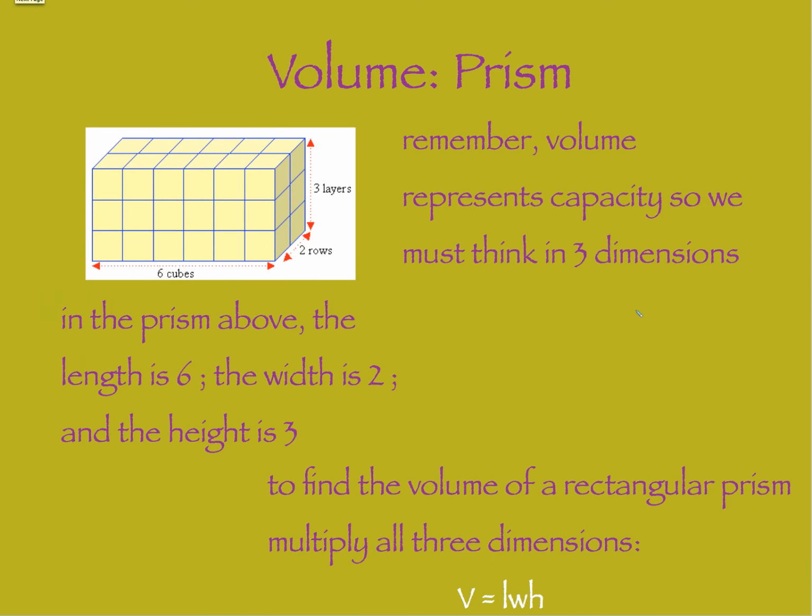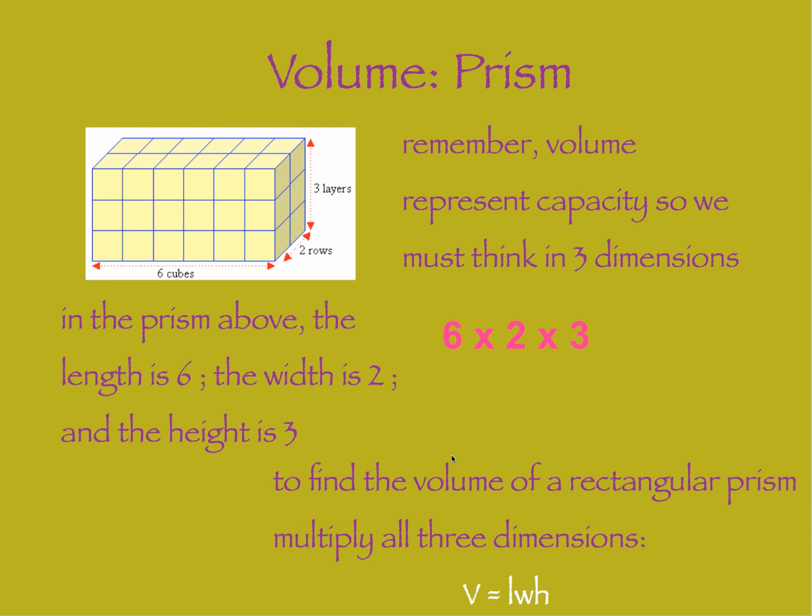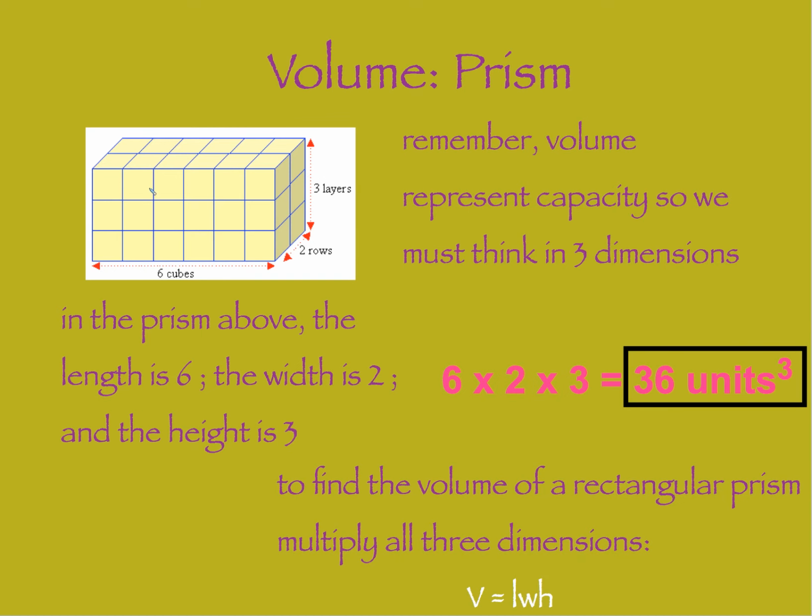Okay, so now let's understand it in terms of a rectangular prism. It says, remember, volume represents capacity, so we must think in 3 dimensions. In the prism above, the length is 6, the width is 2, and the height is 3. In order to find the volume of this prism, all you need to do is multiply all 3 dimensions. So length times width times height. So in this example here, we would multiply 6 times 2 times 3, and that would equal 36.